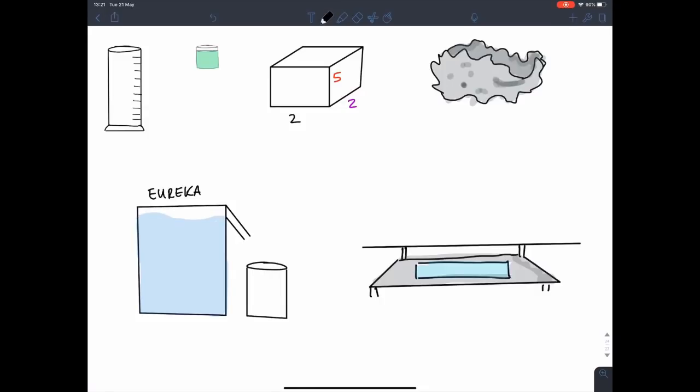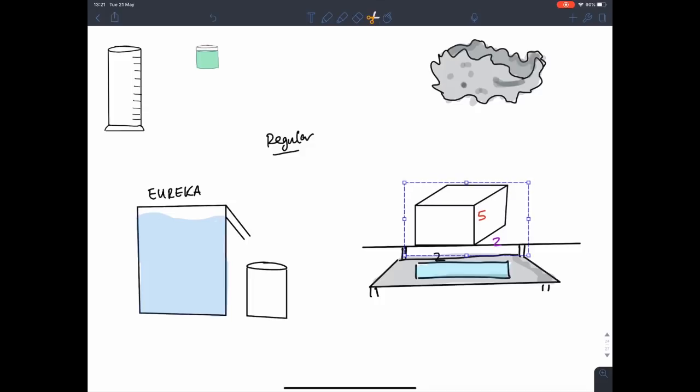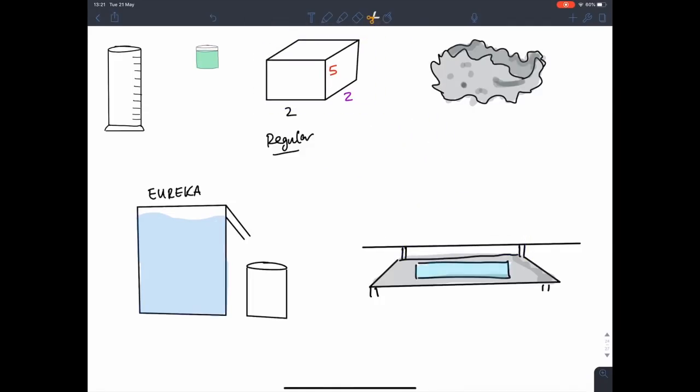The first one is if you have a regular solid. So let's say you have a regular solid. Now, how would you find its mass? To find the mass, easy, you just take the solid and put it on a weighing scale or a mass balance and work out the mass. What about its volume? Because it's a regular solid, that means the size will be regular. So to find the volume for this one, it's going to be 2 times 2 times 5. So that will give you 40.